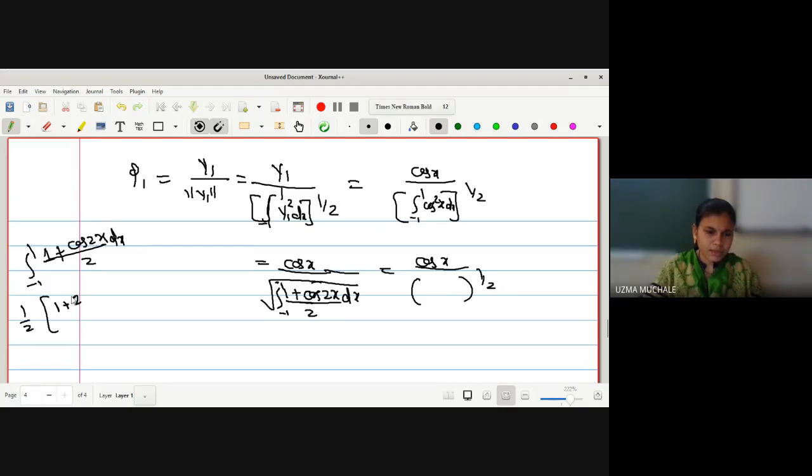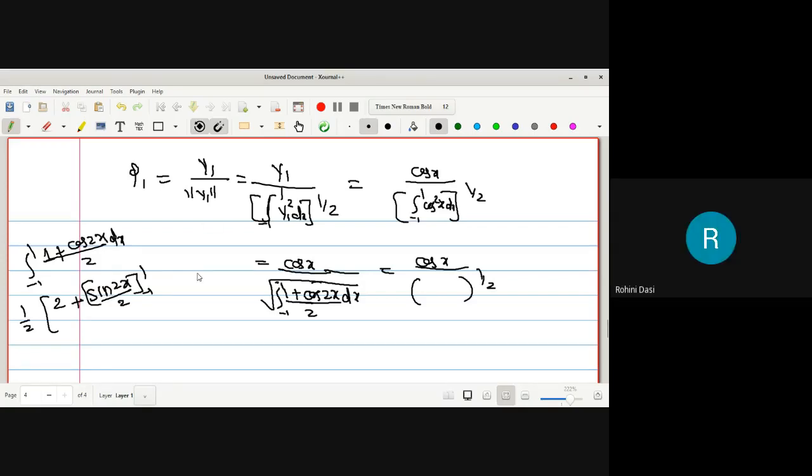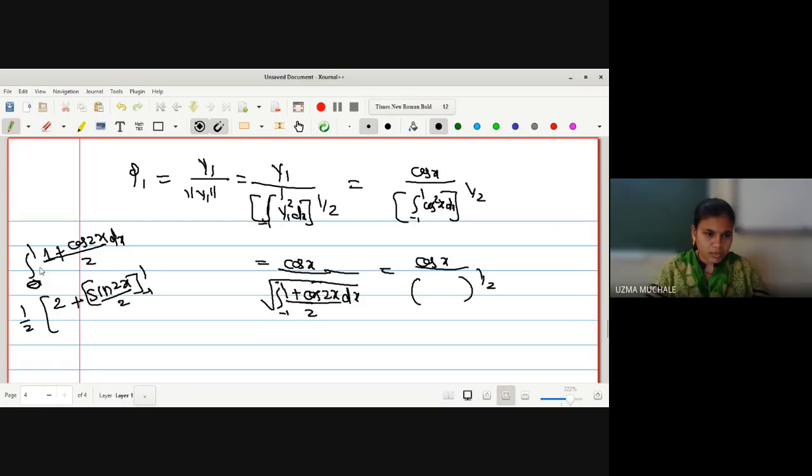1 minus 1 will be plus 1, that will be 2 simply. Plus, what is the next term? Integration of cos 2x is sin 2x upon 2 within the limit minus 1 to 1. Sorry, what are the limits for this? Ma'am, 0 to pi are limits. Okay, sorry, here it should be 0 to pi.